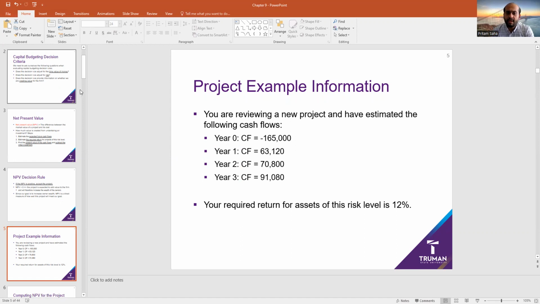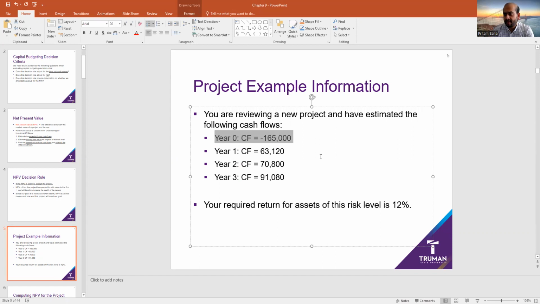So if we look at this example, we can see that year zero, this is our investment, $165,000. And from that project, we're going to get $63,120 in year one, $70,800 in year two, $91,080 in year three. Another important information, 12% discount rate. So what should be the NPV of the project? I recommend all of you to pause the video here, calculate the NPV, then come back.